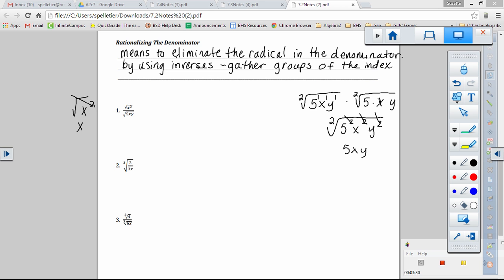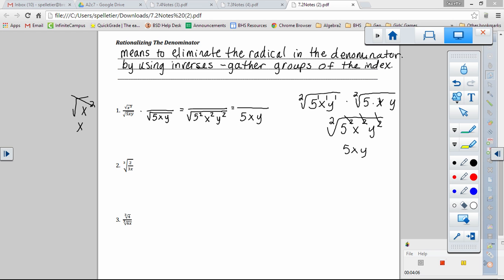So when you see a square root, you're trying to create groups of 2, okay? So I'm going to multiply the denominator by the square root of 5xy, okay, because I want it to be 5 squared, x squared, and y squared underneath that radical. And I want it to be that way because they're perfect squares now, and I can take them out from underneath the radical. And I've eliminated the radical in the denominator, okay?